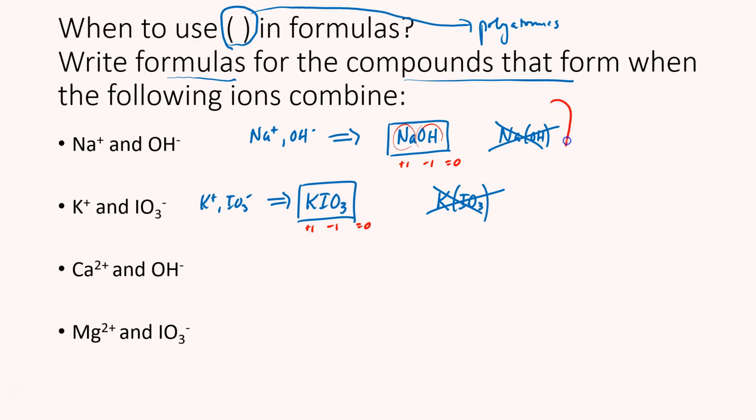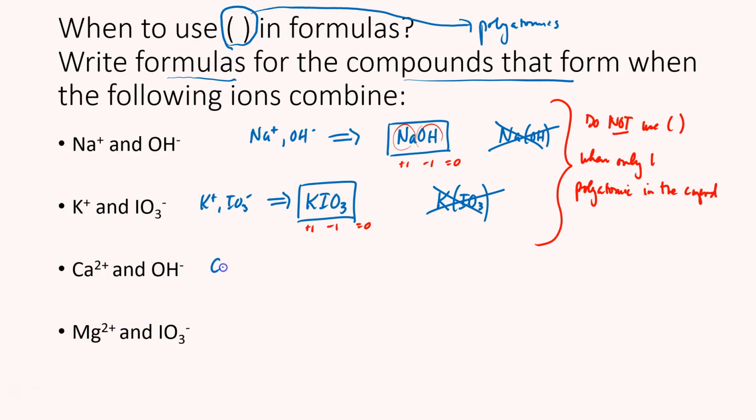So far, I think what we're seeing is that we do not use parentheses when there is only one polyatomic ion in the compound. We should see something different in these examples.